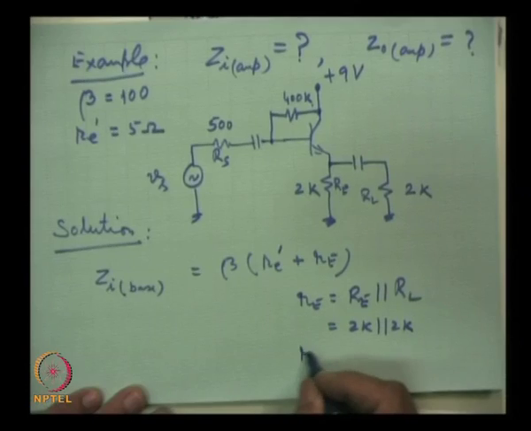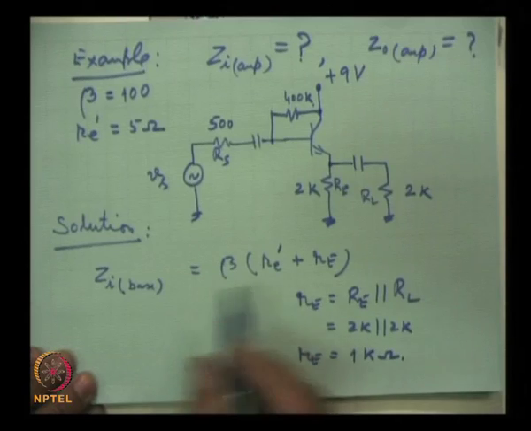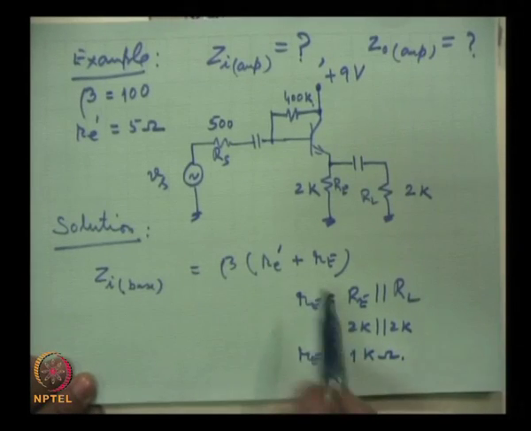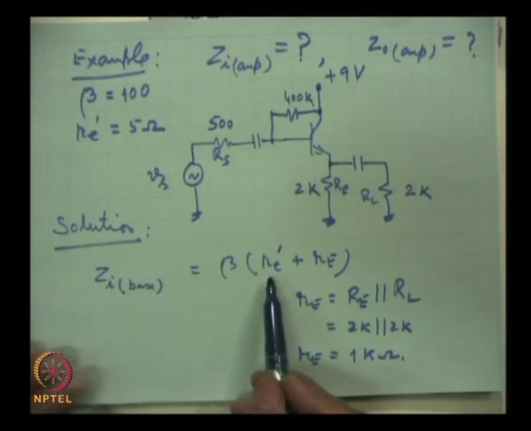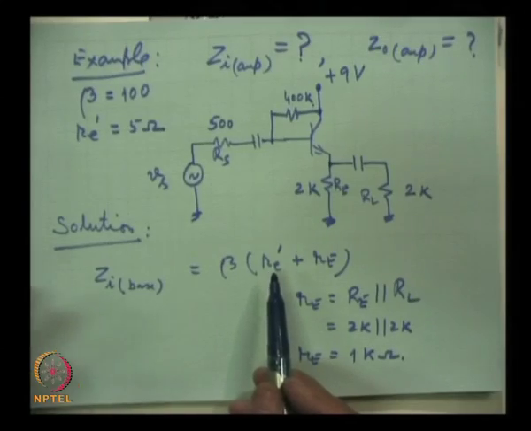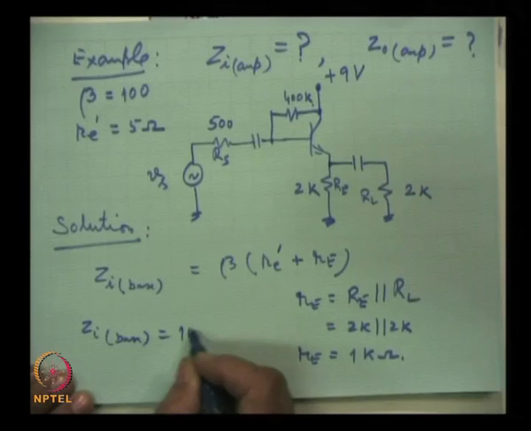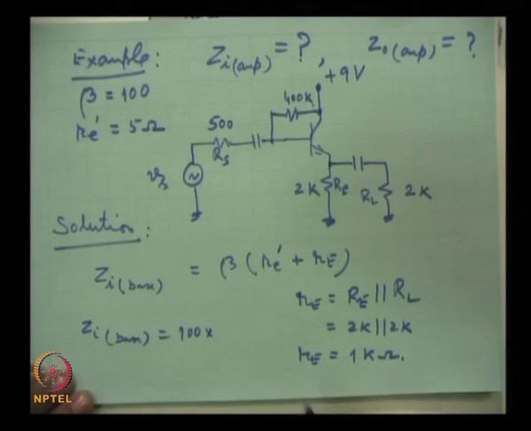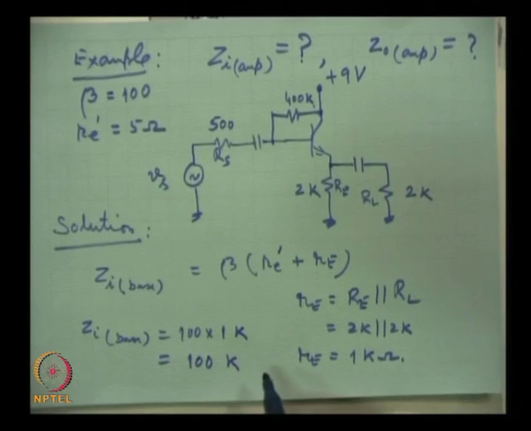So, RE comes out to be 1 kilo ohm. Therefore, this is very small, whether we consider it or we do not consider it, it hardly matters. A few percent, 2, 4, up to 5% variations in electronics, in most situations they are acceptable. So, Zi base is 100, beta into Re, which is 1 kilo, that means 100 K. This is the impedance as looked at the base.